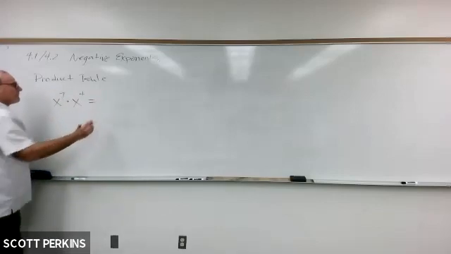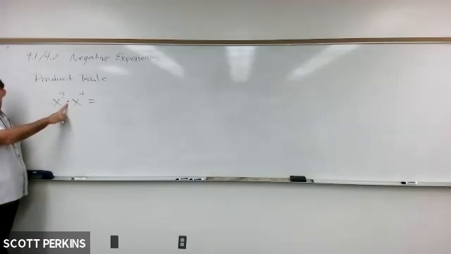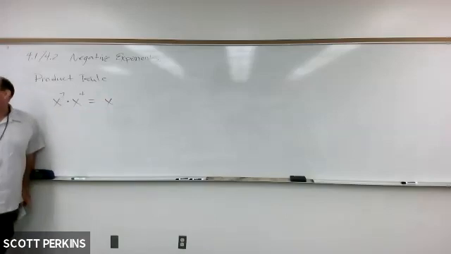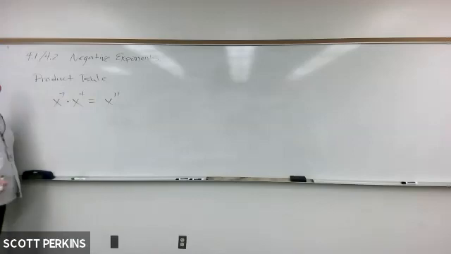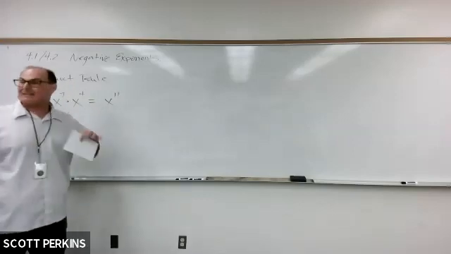Does anyone remember what the product rule tells me? What do I do with the exponents when I am multiplying my bases together? You add them. So x, the base does not change. It stays x. And then what is my new exponent going to be? 7 plus 4 is 11. Fantastic.